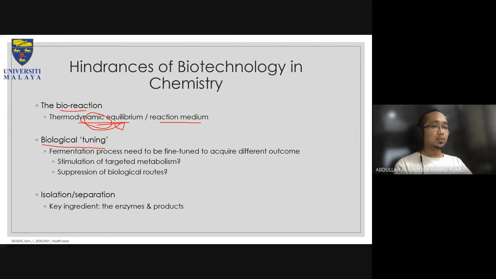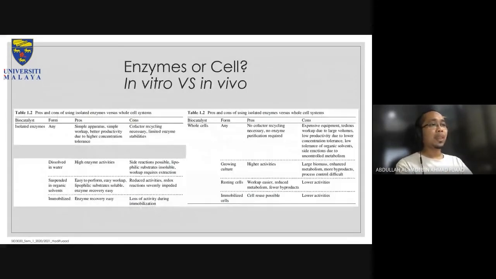The third one is isolation and separation. Again, you have your enzyme, your reactants, and your products. How do you separate them and isolate the products that you want to use? Enzyme is in vitro, cell is in vivo. How are they compared? These are just an example of how they are compared.